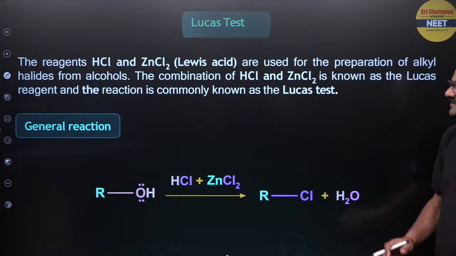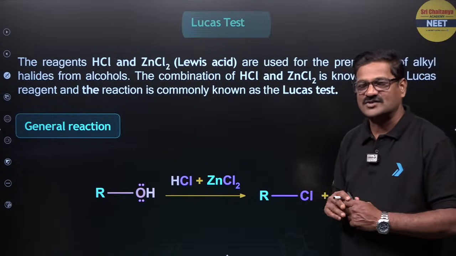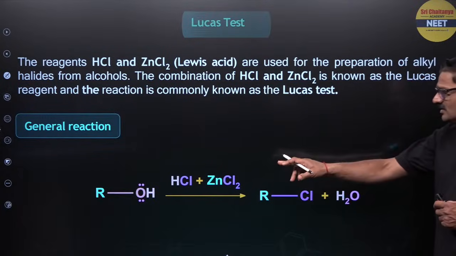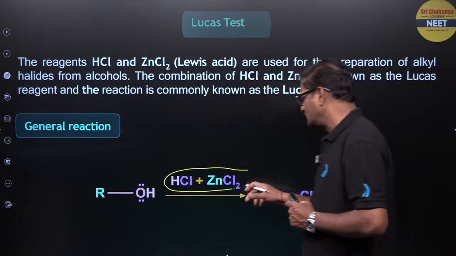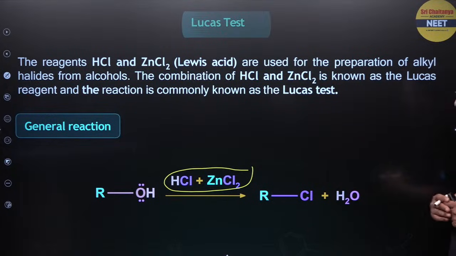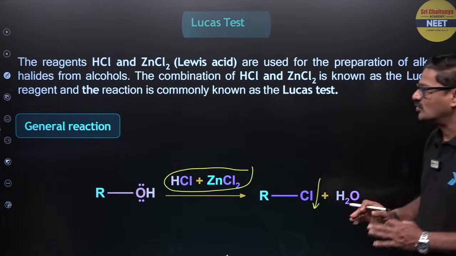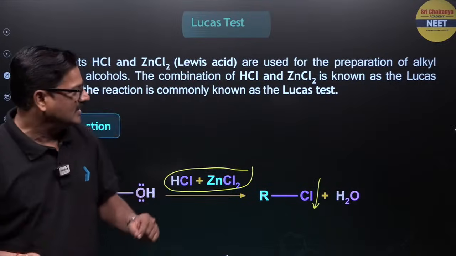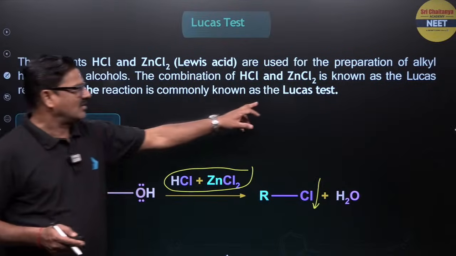And in the HCl and zinc chloride, zinc chloride is a dehydrating agent as well as a Lewis acid. Alcohol in the presence of HCl and zinc chloride, this is what is called Lucas reagent, and it gives rise to alkyl chloride and water. This is insoluble in water, so it gives turbidity, and this turbidity can tell you what type of alcohol it is. That test is called the Lucas test.